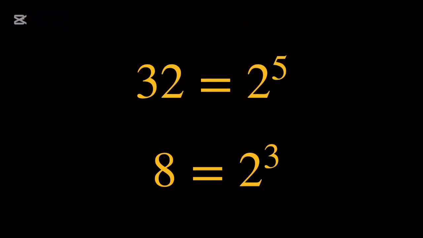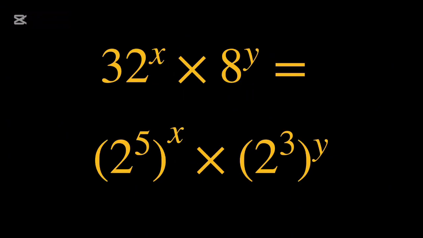Okay, let's solve this together. One would rewrite 32 and 8 as powers of 2. We know 32 is 2 to the power of 5. Also, 8 is 2 to the power of 3. So, let's rewrite the expression using this. 32 to the power of x times 8 to the power of y equals 2 to the power of 5, to the power of x, times 2 to the power of 3, to the power of y.